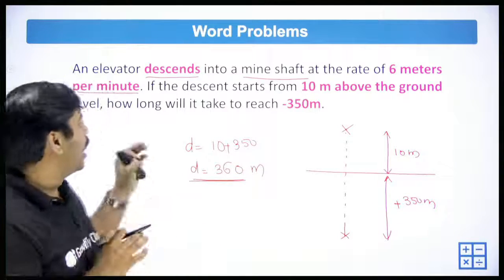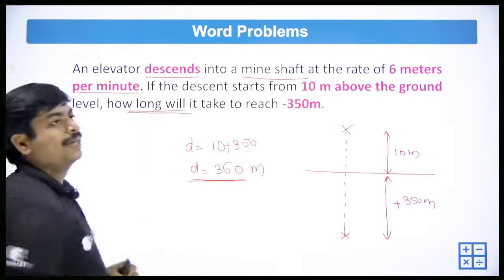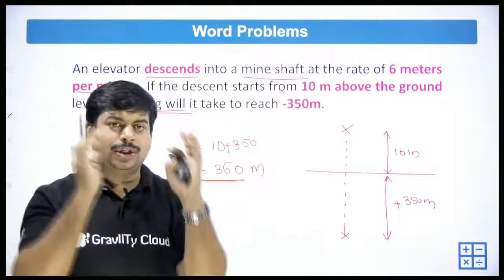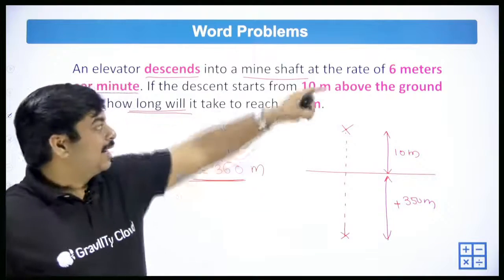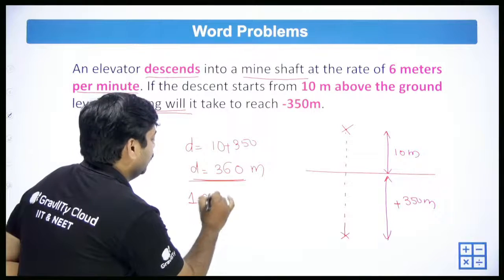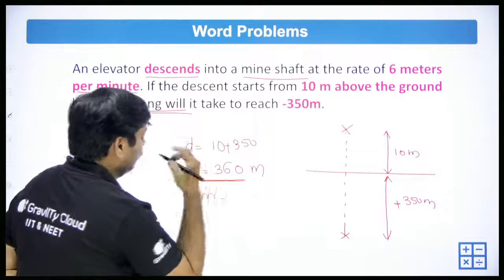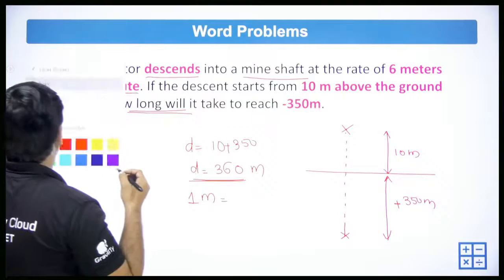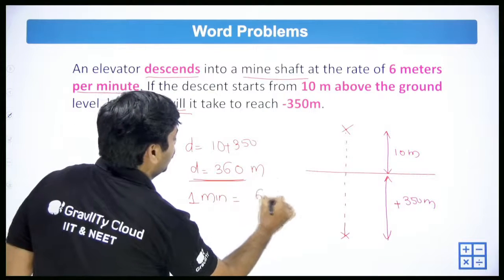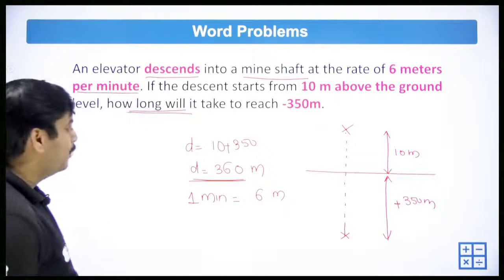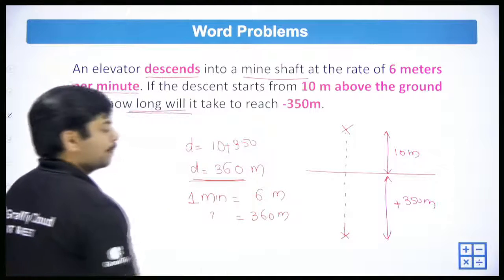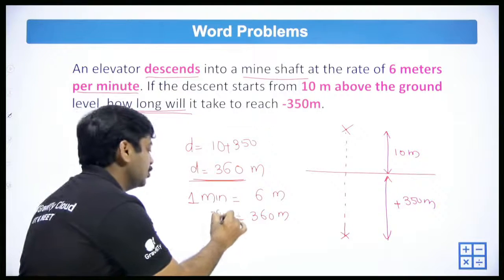But we should find how long it will take, meaning how many minutes or hours, what is the total duration of that journey at the rate of 6 meters per minute. For 1 minute, let us say we are going at 6 meters. Then for 360 meters, how much time will we take? Let me take this duration as x.